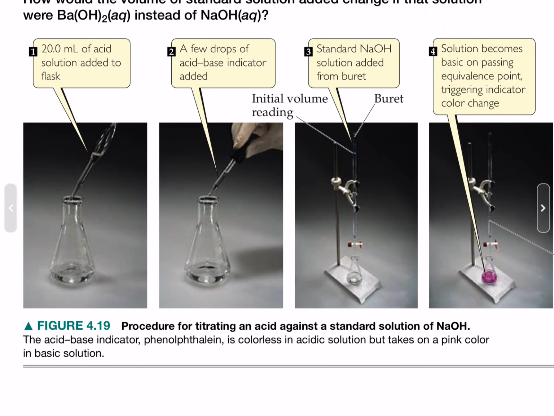I'll pause here. Figure 4.19, procedure for titrating an acid against a standard solution of sodium hydroxide. The acid-base indicator phenolphthalein is colorless in acidic solution, but takes on a pink color in a basic solution. 20 mL of acid solution is added to the flask. A few drops of the indicator are added, which remains colorless. The standard solution of known molarity is added to the burette. The solution becomes basic on passing the equivalence point, triggering the indicator color change.